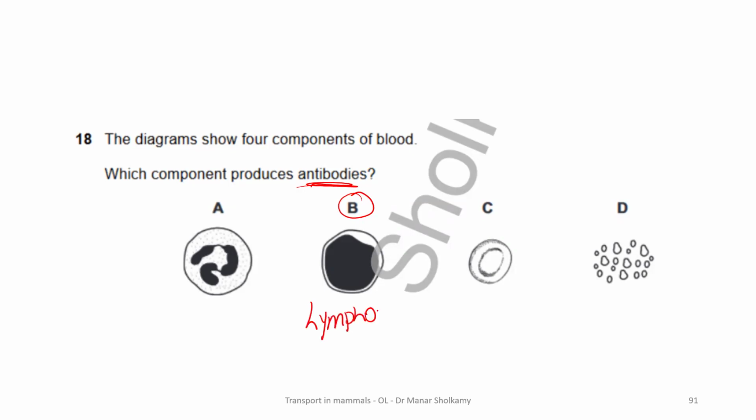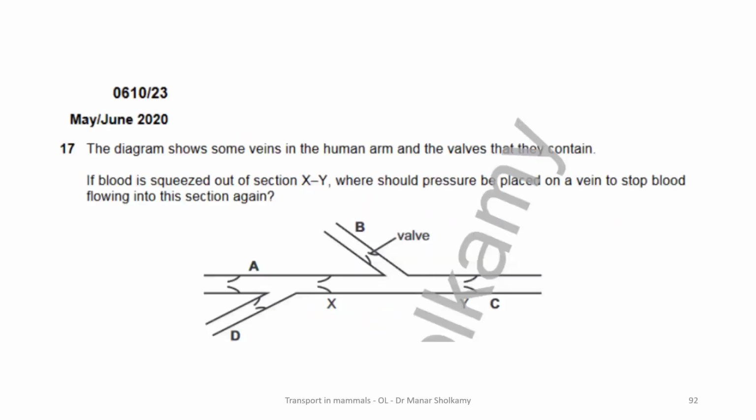Lymphocyte. Good girl, the lymphocyte. Okay. Another question. Now, this question also is important. The diagram shows, it's a 2020 exam. The diagram shows some veins in the human arm and the valves that they contain.